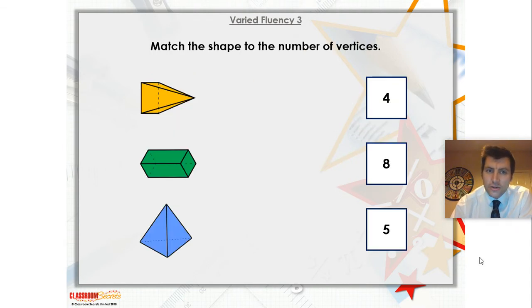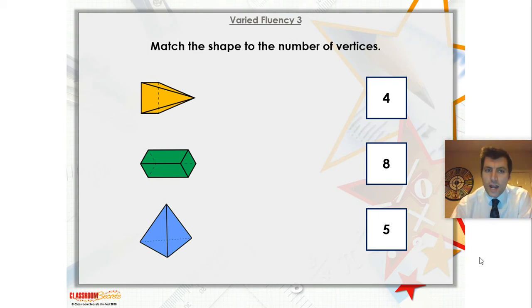Now what you're going to try and do is look at these 3 shapes. We've got a square-based pyramid, we've got a cuboid, and we've got a triangular-based pyramid. With these 3 shapes, how many vertices does each one have? So see if you can spot how many vertices each one has. The yellow, the green, and the blue. How many vertices does each one have? Okay, guys, pause the video while you work through that.